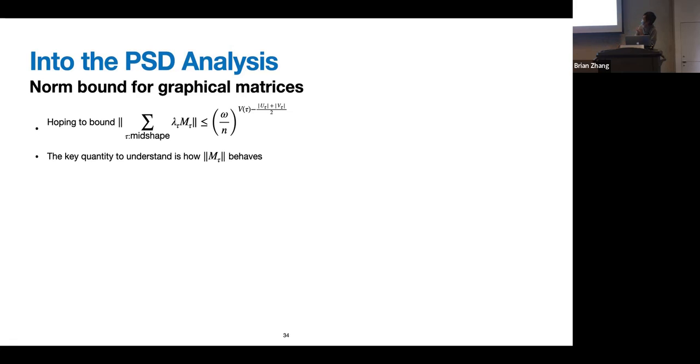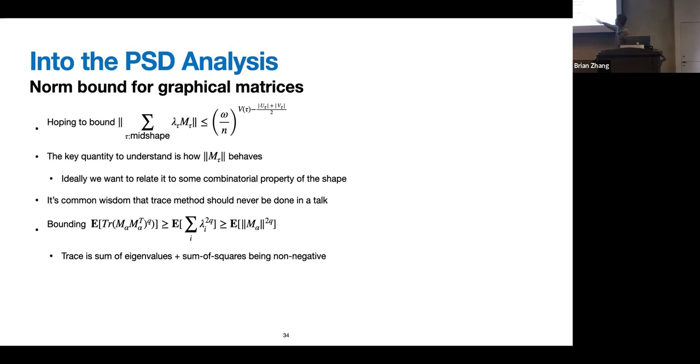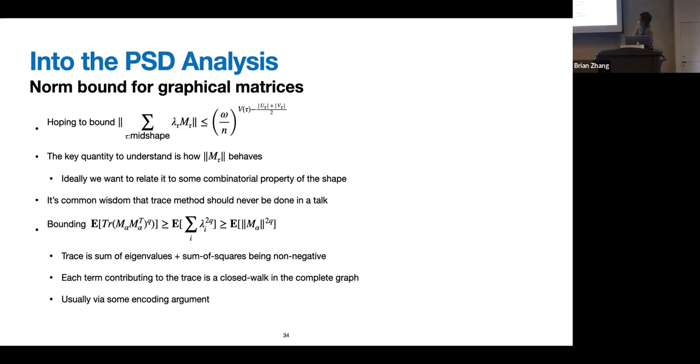Yeah. But I guess the key quantity we want to understand is how does the spectral norm of a graphical matrix behave now? And ideally, we want to relate it to some combinatorial property of the shape. And I think, okay, many people told me not to do the trace method in a talk, so maybe let's not do that. But the idea is very simple. You're saying that the trace is regarded as a sum of squares of eigenvalues, which upper bounds the spectral norm. And each term contributing to the trace is a closed walk in the complete graph. So maybe let's take a look at an example. And the counting is usually done by an encoding argument.